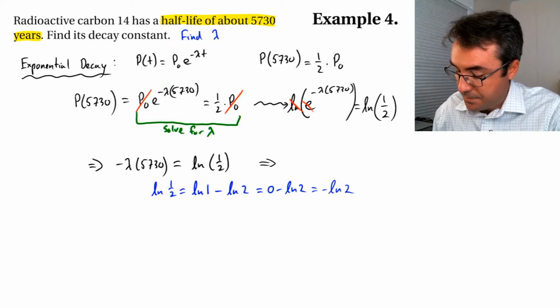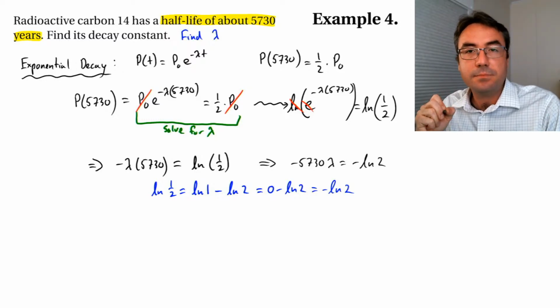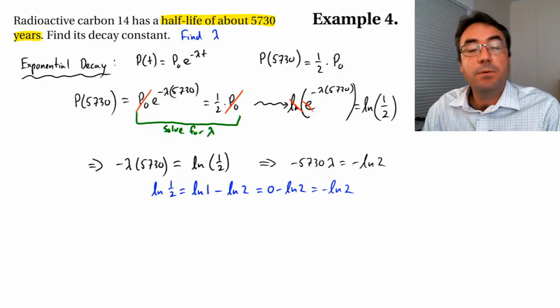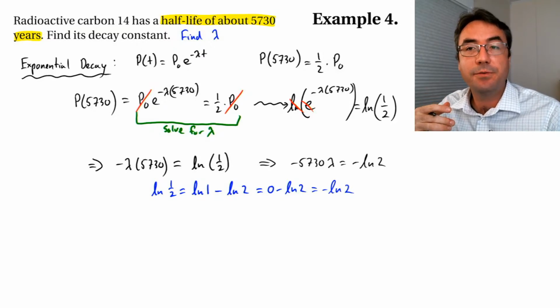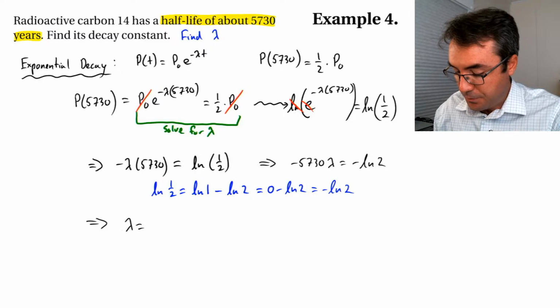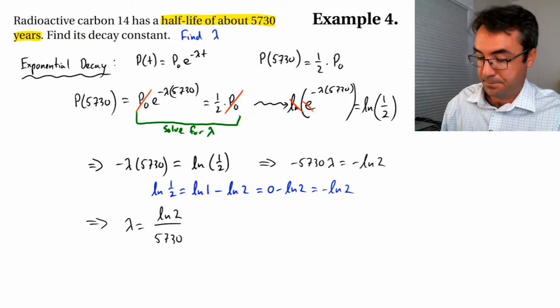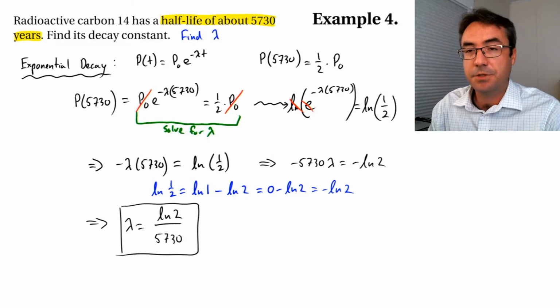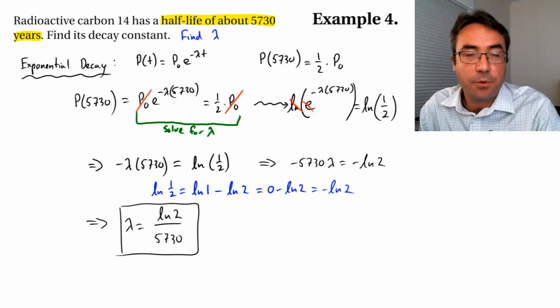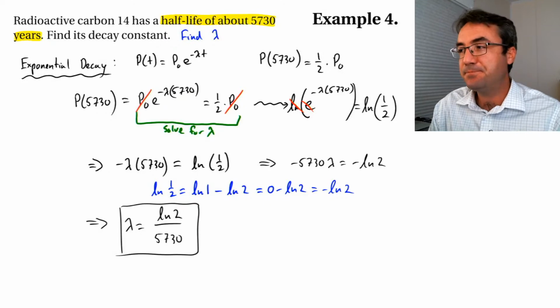So if we fill that in, we get negative, and I'll move the 5,730 in front of the lambda, and then we get negative natural log 2 on the right. And when we keep solving, we're going to divide both sides by the coefficient of lambda there. And when we do that, we get lambda is equal to natural log 2 over 5,730. And there's our decay constant. So we now know the decay constant for carbon-14. And we're going to use that in our next discussion.